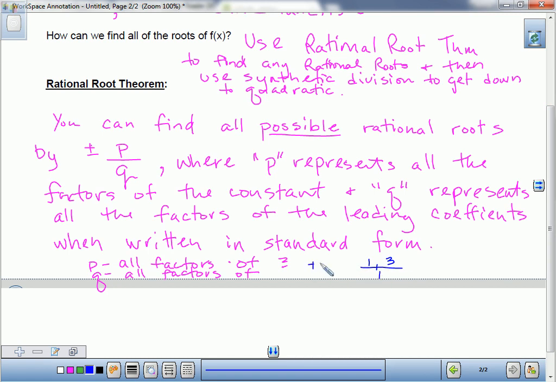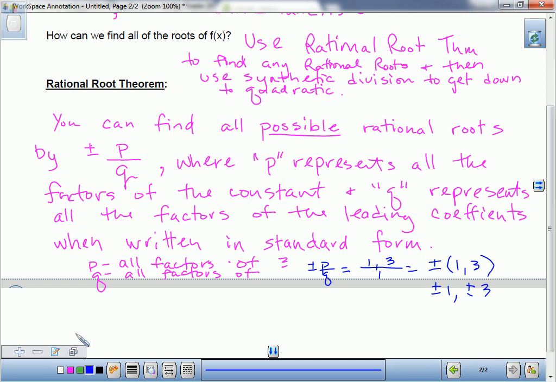So when we do all the plus or minus all the factors of P over Q, it just looks like this. It's positive and negative 1 divided by 1 is 1, 3 divided by 1 is 3. Those are our only choices for the possible rational roots. Positive 1, negative 1, positive 3, negative 3. That's all of them. If you'd rather write it as plus or minus 1 and plus or minus 3, I'm okay with that. But I'm also okay with you putting the plus or minus only once.